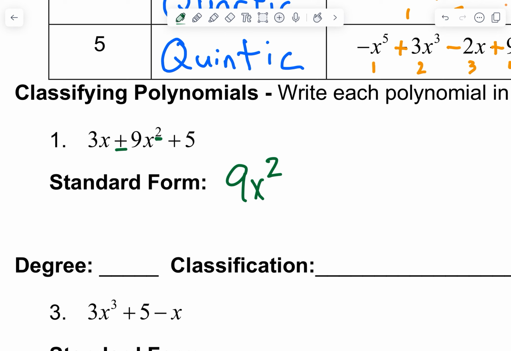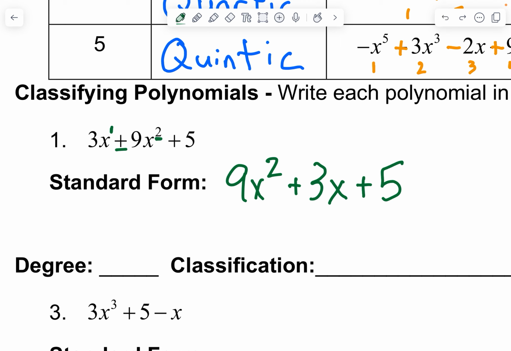Now, a 3x and a 5, remember, that x has a 1 exponent, and the 5 technically has an x to the 0 that we never have to write. So obviously the next one would be the 3x. And same thing, it's positive, so I'm going to put plus 3x. And then at last I got my plus 5. So look at my exponents here, 2 to 1 to none. Okay, so that's going to put that in standard form.